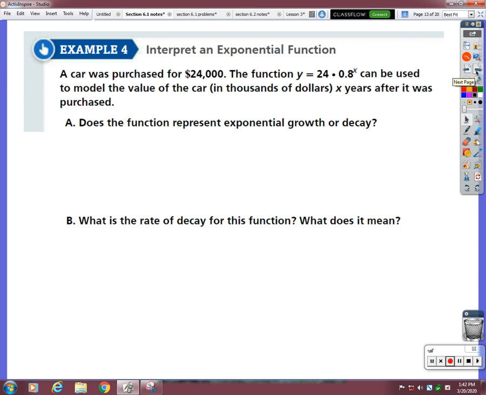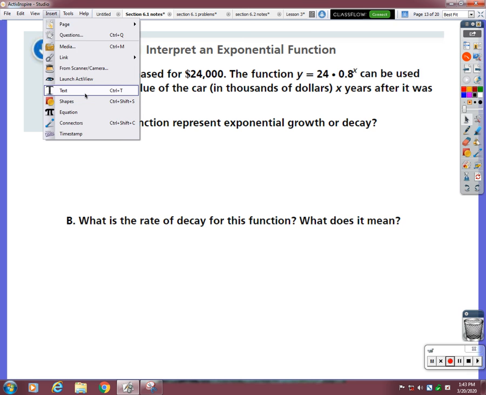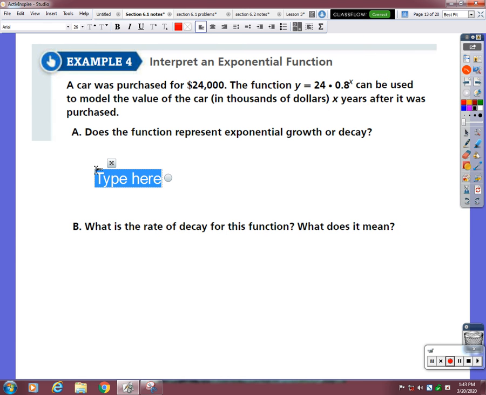So a car was purchased for $24,000. The function y equals 24 times 0.8^x can be used to model the value of the car in thousands of dollars x years after it was purchased. Does the function represent exponential growth or exponential decay? Well, in this case, since we are multiplying by 0.8 each time, which is a number that's less than 1, this would be an example of exponential decay.